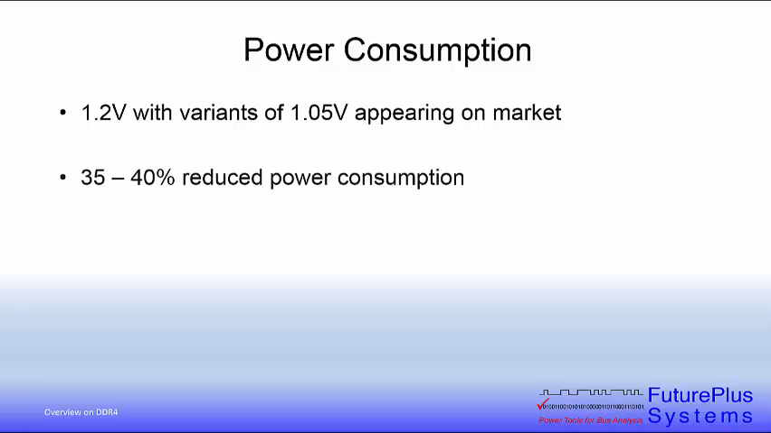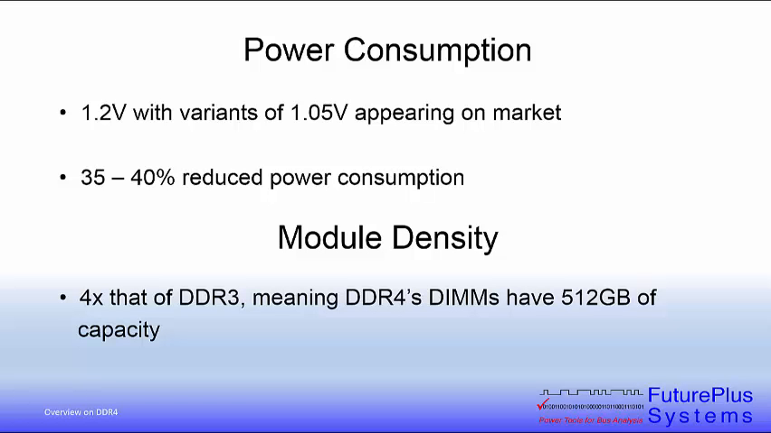This gives it a 35 to 40% reduced power consumption, making it quintessential for notebooks. It also has higher module density, projected to be up to 4 times that of DDR3, giving DDR4 DIMMs a whopping 512 gigabytes of capacity.